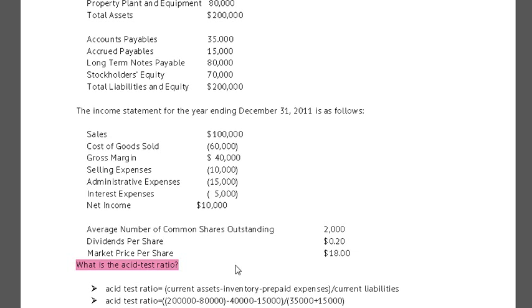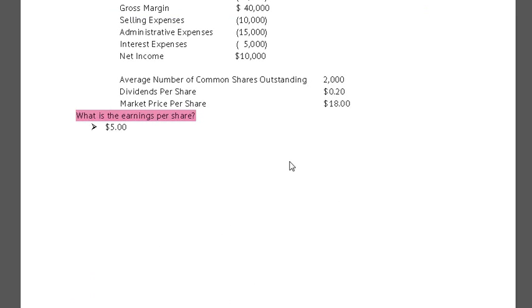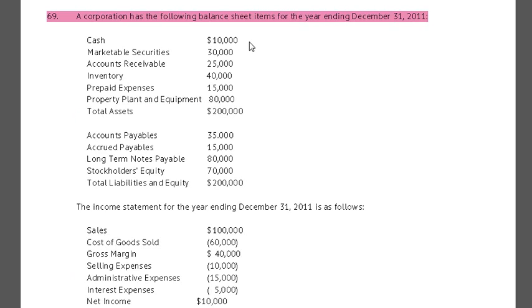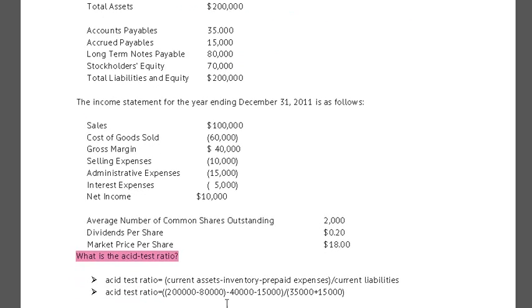So we look at our cash. We have cash of $10,000. Short-term investments, that will be our marketable securities of $30,000, and accounts receivable of $25,000. So we must add those together. That's the first part of what you're seeing.